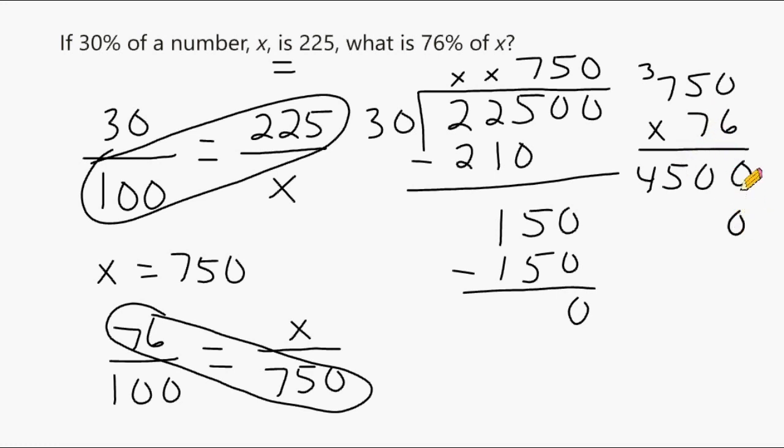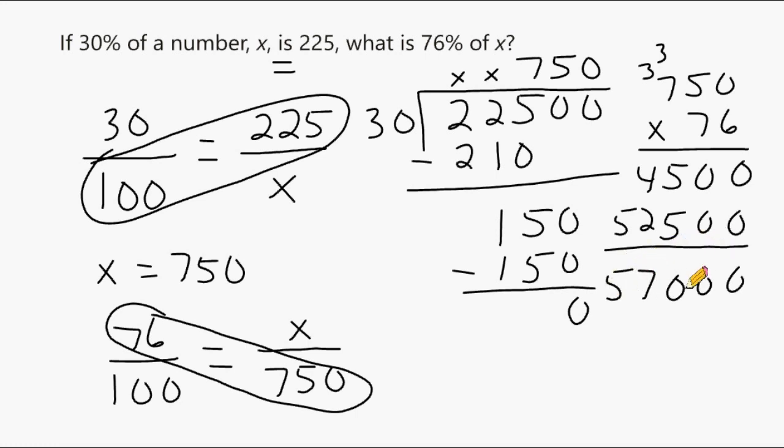And we put a 0 here. 7 times 0 is 0, 35, and this would be 49 plus 3 is 52. And we have a product of 57,000. Now we have to take 57,000 and divide it by the number that is directly across from our x value, which is 100.